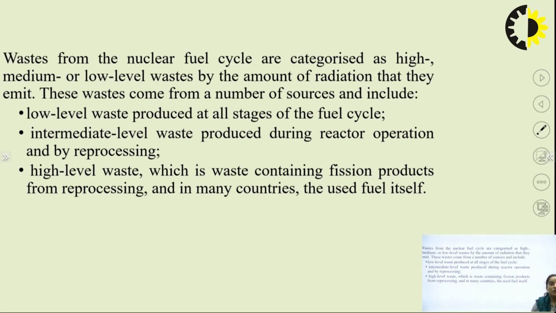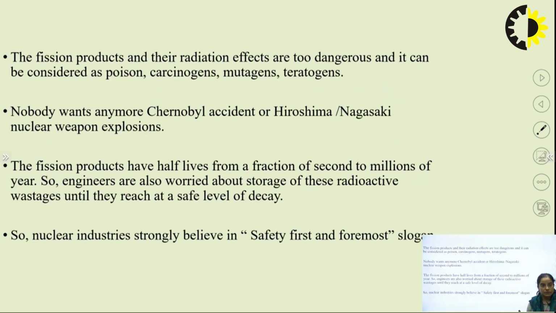Waste from the nuclear fuel cycle is categorized as high, medium and low level waste by the amount of radiation that it emits. These wastes come from a number of sources and include low level waste produced at all the stages of the fuel cycle, intermediate level waste produced during reactor operation and by reprocessing, and high level waste, which contains fission products from reprocessing, and in many countries the used fuel itself is the high level waste.